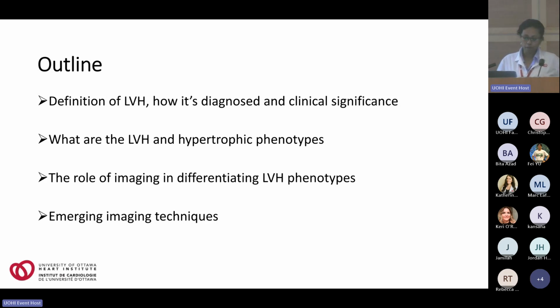I will start with how we define LVH using different imaging modalities, and I'll cover the different clinical conditions that we need to keep in mind when we encounter LV hypertrophy. And I'll focus on how imaging can help to discriminate between them. I'll end the presentation with a few slides on what the future holds in terms of using novel techniques to improve diagnosis and risk stratification.